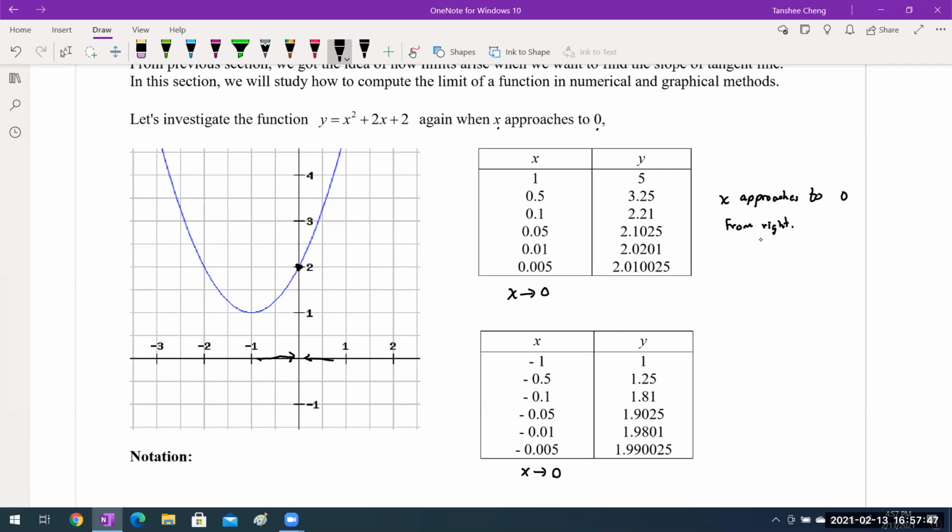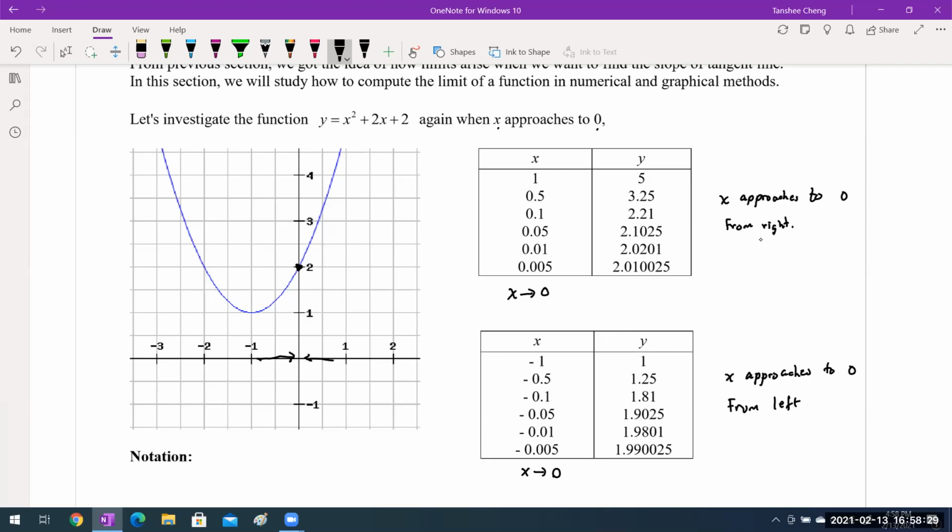And what happened to my Y values? At -1 it is 1, at -0.5 it is 1.25, and then it keeps on increasing. As you can see, as the X value is very, very close to 0 from the left-hand side, my output value is very, very close to 2: 1.99, and then 1.999 something. So this table of values represents X approaching 0 from the left-hand side.